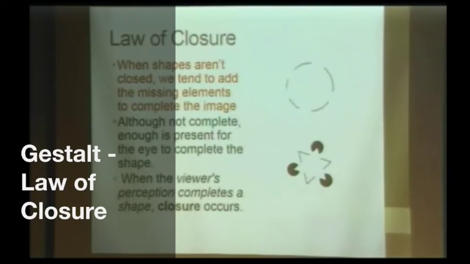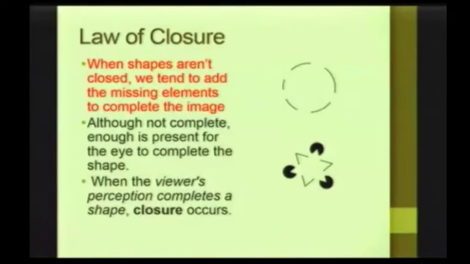Then there's the law of closure. When shapes aren't closed, we tend to add missing elements to complete the image. Because although it's not complete, if enough is presented for the eye to complete the shape, that's what we're going to do. How we perceive things is what causes the closure, how our mind interprets the information.